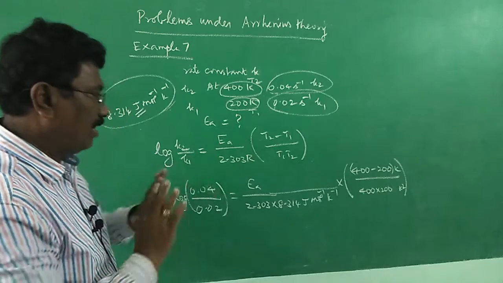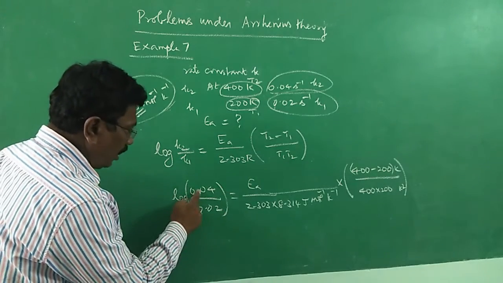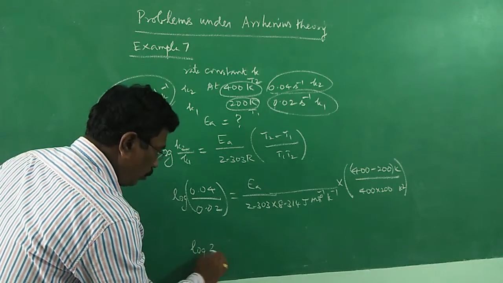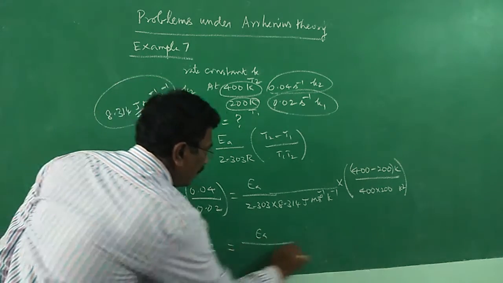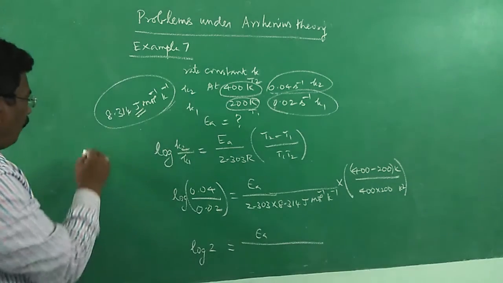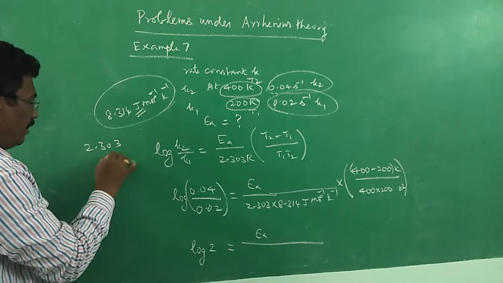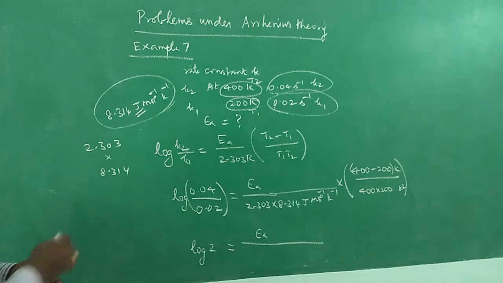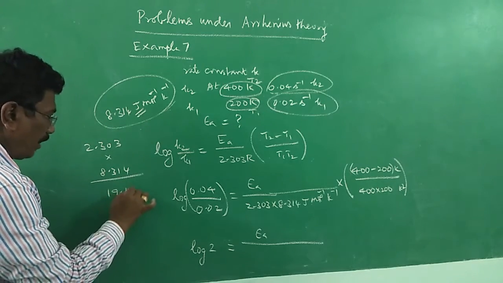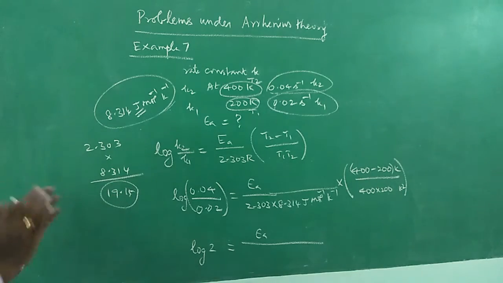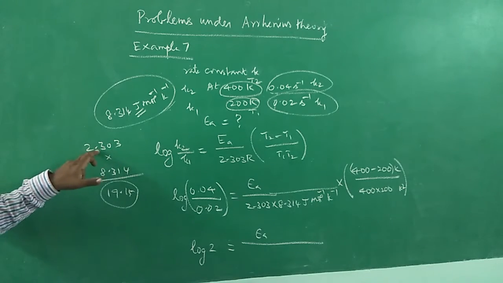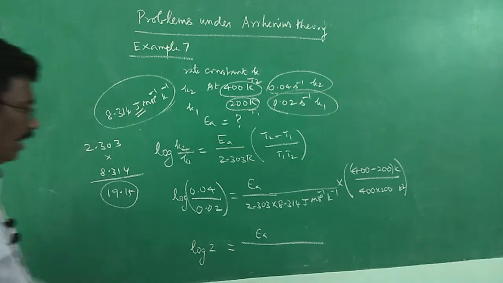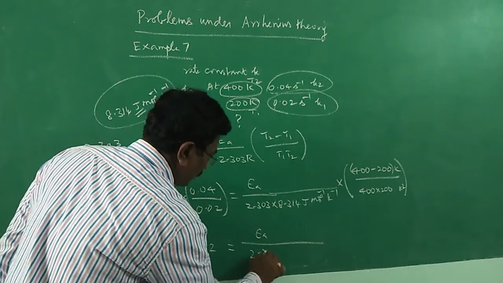Now we want Ea, all other things we know. What is this value? Log 0.04 divided by 0.02, which is 2, log 2 is equal to Ea. Here you should remember one thing. Often you will be getting 2.303 into 8.314. The value is approximately 19.15. You can take this value as a very common value. Whenever you come across 2.303 into 8.314, it comes to 19.15. That you can assume. Or else let me write as such.